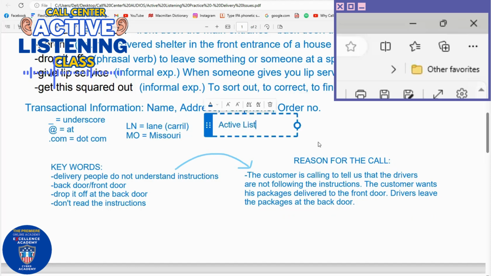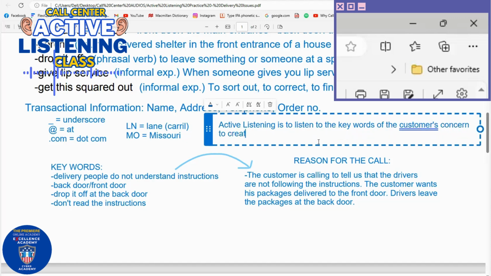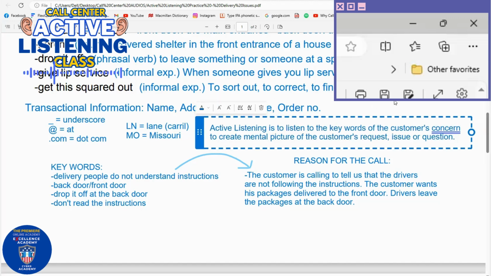So active listening, I'll give you a definition, is to listen to the keywords of the customer's concern to create a mental image, a mental picture of the customer's request, issue, or question, for example, in simple words. So that is the definition of active listening.